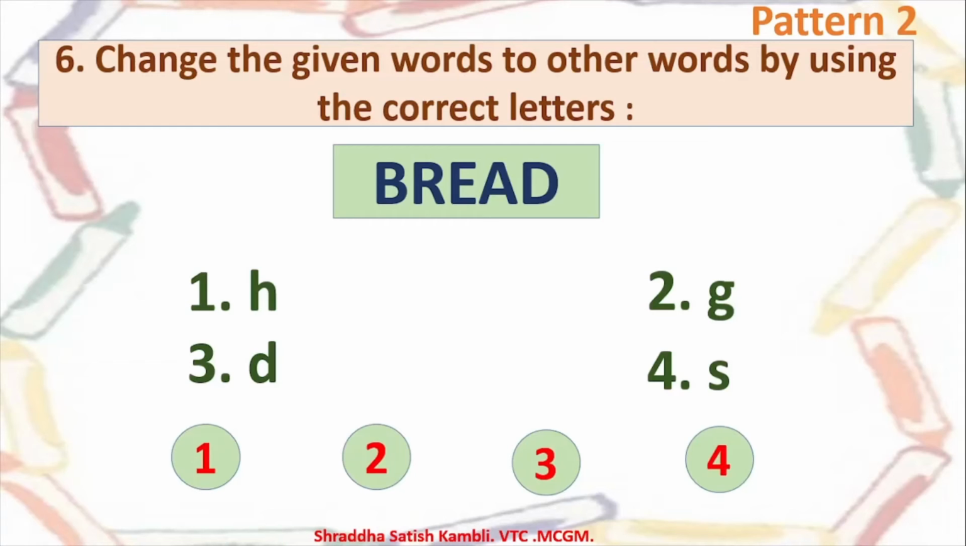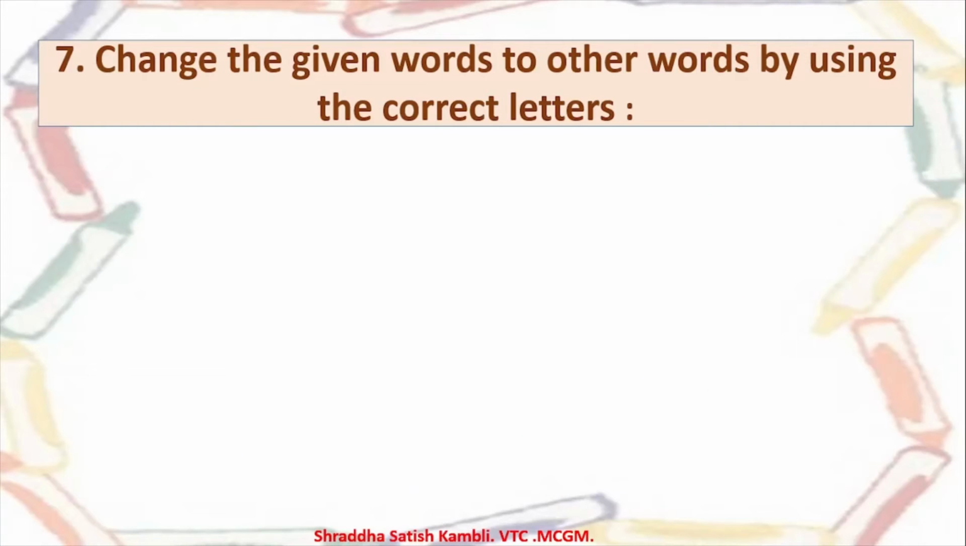So which one will be the correct answer? It will be answer number 3, D. And what will be the new word? It will be D-R-E-A-D, dread. So you're changing B in the bread with the D to make it dread. Okay, so this is the very simple pattern. Let us take some more examples from this pattern.